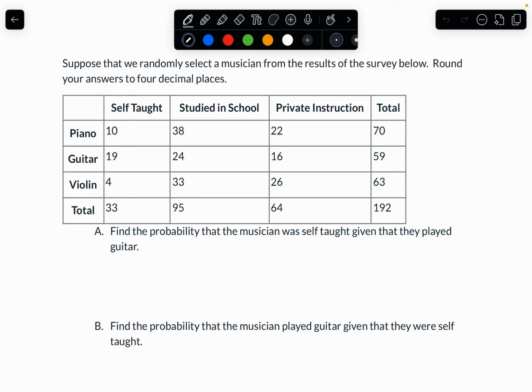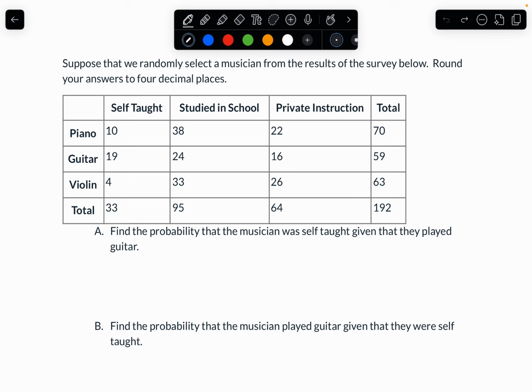We're going to practice working with conditional probability using the same contingency table that we used in the last video. So again, just as a quick reminder, we have the instrument that a certain musician plays, and then whether they were self-taught, whether they studied in school, or whether they received private instruction. So let's just hop right into an example. Find the probability that the musician was self-taught given that they played the guitar.